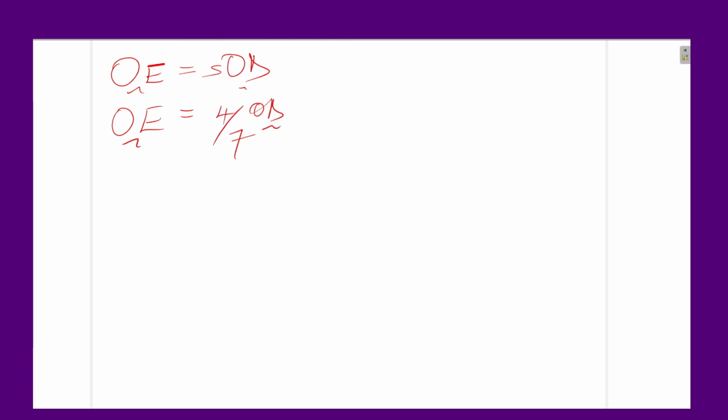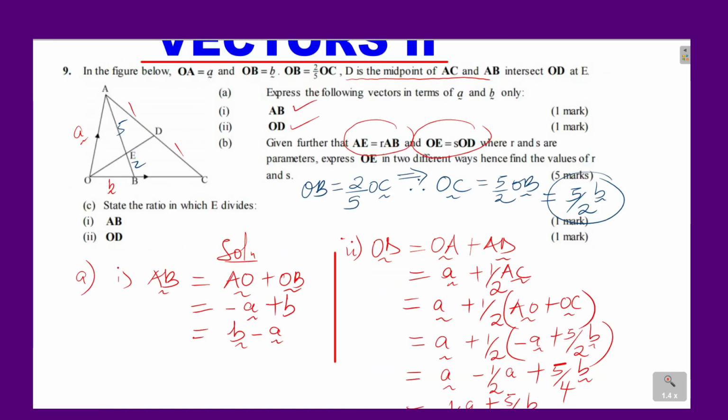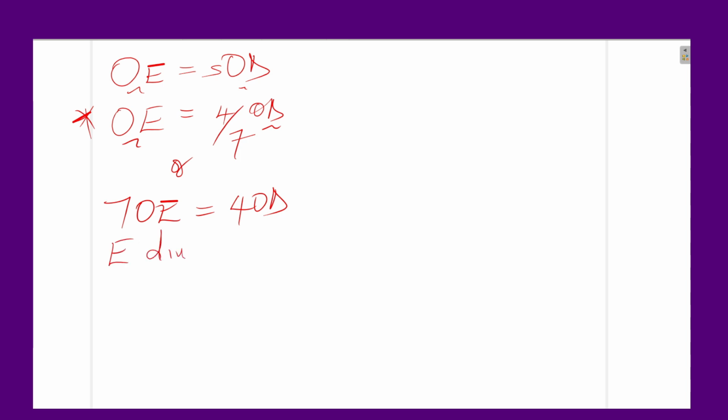When you put that fraction there, it will help you to understand, and also you can write it as 7OE is equals to 4OD. So especially using this one, OE is 4 over 7 of OD. Then that means that this will be 4 is to 3. It means the whole distance from O to D will be 7. And therefore the ratio there is 4 is to 3. So E divides OD in the ratio 4:3.